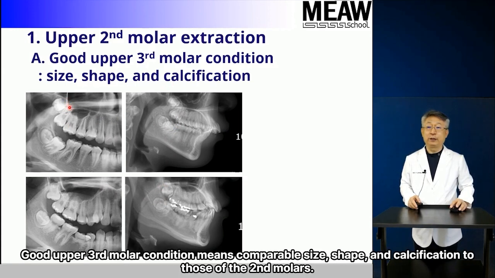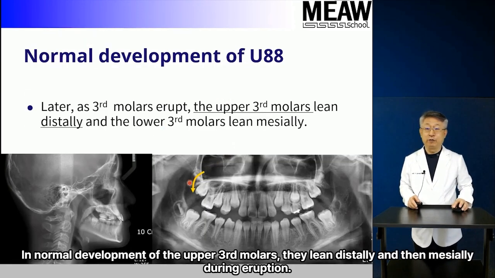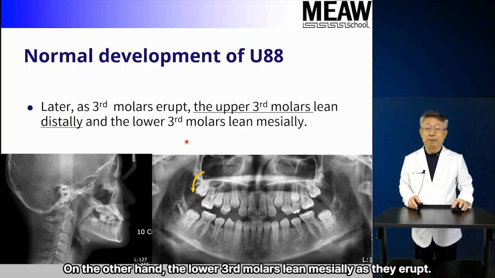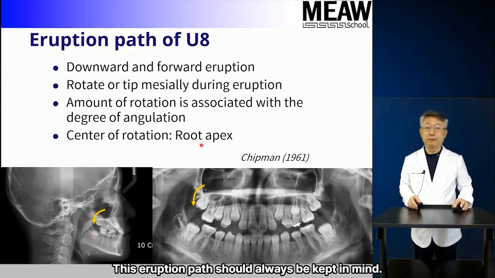Good upper third molar condition means comparable size, shape, and calcification to those of the second molars. In normal development of the upper third molars, they lean distally and then mesially during eruption. On the other hand, the lower third molars lean mesially as they erupt. The upper third molars have a downward and forward eruption path and rotate or tip mesially during eruption. This eruption path should always be kept in mind.